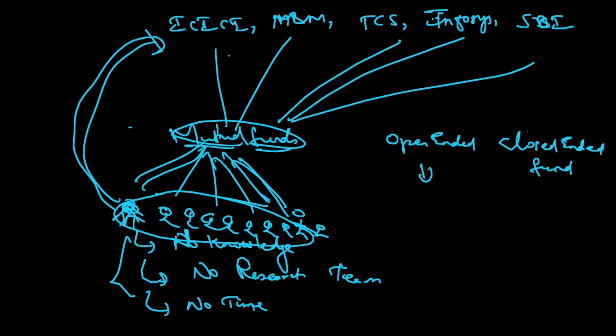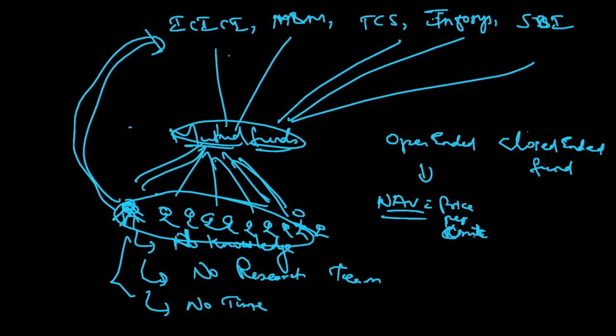So open-ended funds are those funds where you can invest throughout the year. Based on the price of the units, you will be getting mutual fund units, based on price per share. That is called NAV, net asset value. That means price per share, or price per unit.